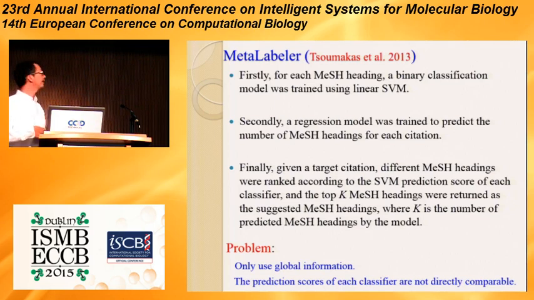And finally, given a target citation, different MeSH headings are ranked according to the prediction score of each classifier. And then top K is used to get the final result. K is from the second classifier. So this is their basic flow.